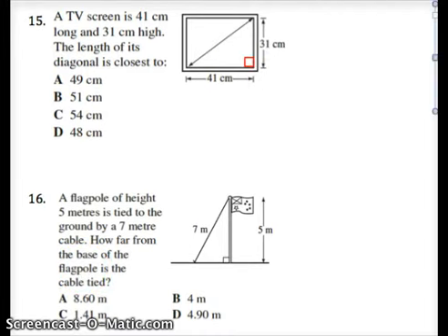Okay, so we're going to start off saying we need to find the diagonal, so I'm going to put a little letter D there as well. So I've got my right angled triangle.